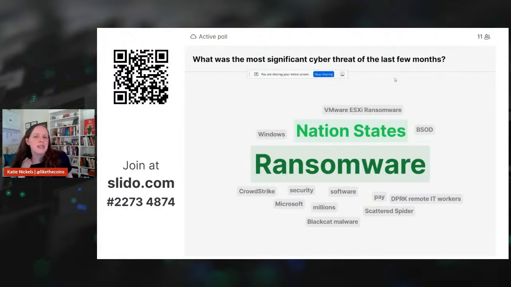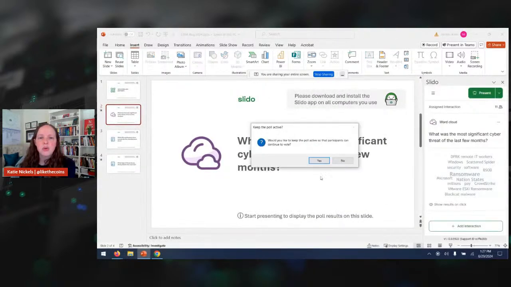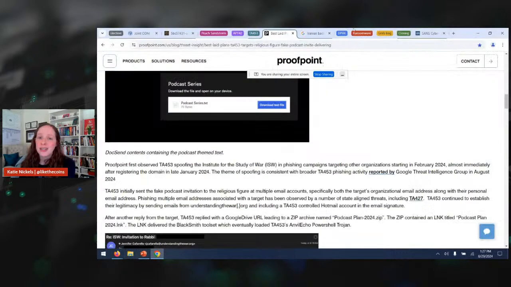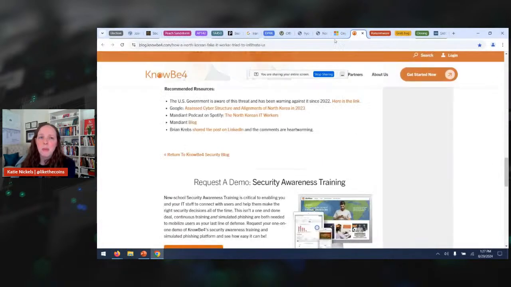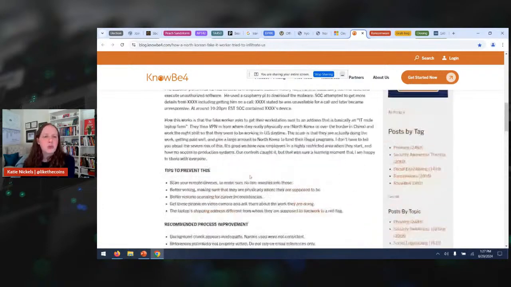VMware ESXi ransomware. Oh, that's a good one. We're going to pivot to talk about ransomware in a little bit. But first, let's talk about one that I see on the slide, right? DPRK, North Korean IT workers. You missed this one. This is a fascinating story. So let's pull up, there have been a few different reports on this.